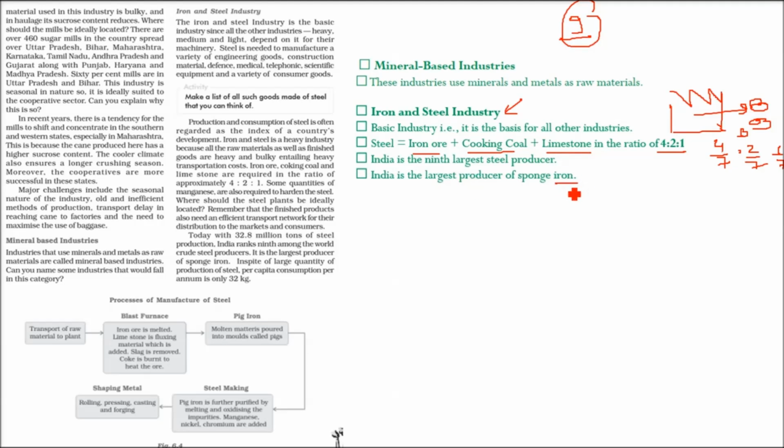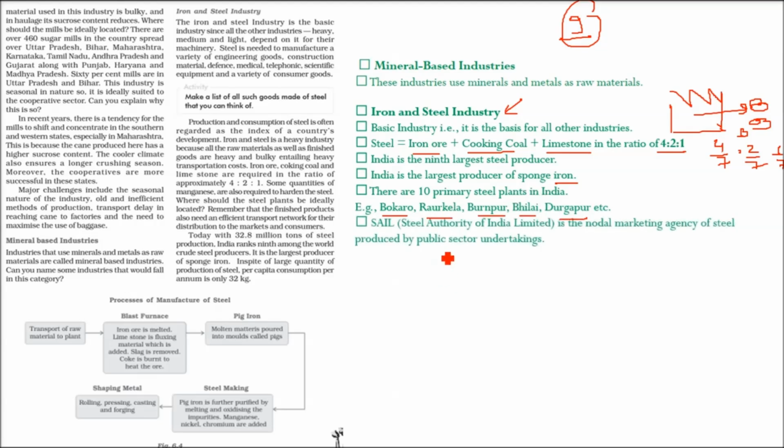And India is the largest producer of one kind of iron, which is spongy, sponge iron. So we are the largest in sponge iron. And there are 10 primary steel plants in India. There are many, because plants are coming up, and we have major plants doing the production, like Bokaro, Rourkela, Burnpur, Bhilai, Durgapur. These names are quite famous.